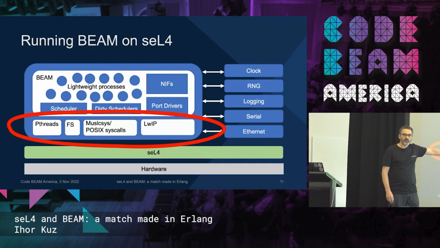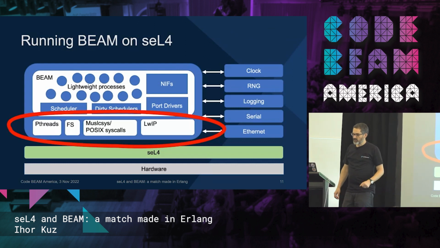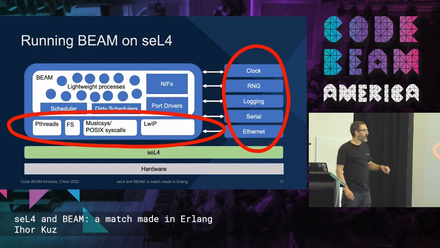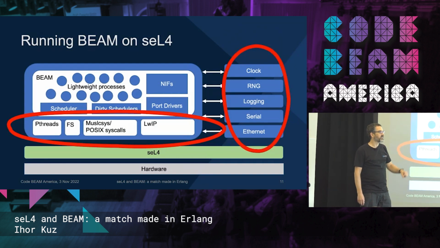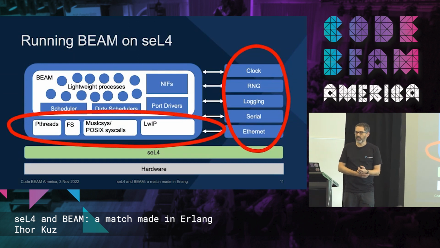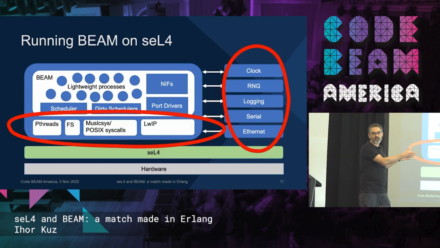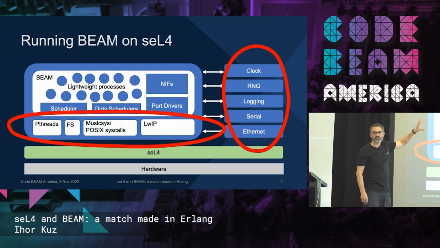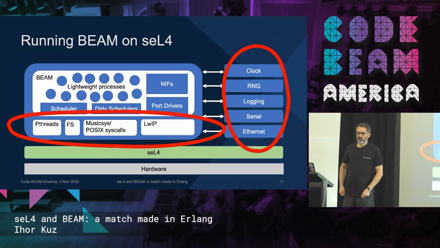So kind of pthreads wrappers around the native threads, a basic file system, some POSIX system calls, and a network stack, lwIP as a network stack. And then we also have to provide a bunch of OS processes for other services, potentially shared services that it needs. Things like access to a clock, device drivers, things like access to serial, Ethernet, and so on. But also logging functionality, a random number generator functionality, and so on. So by providing these things, we get Beam running on seL4, and then we can run multiple instances of this Beam. And we don't actually need to touch the Beam code itself, for the most part.